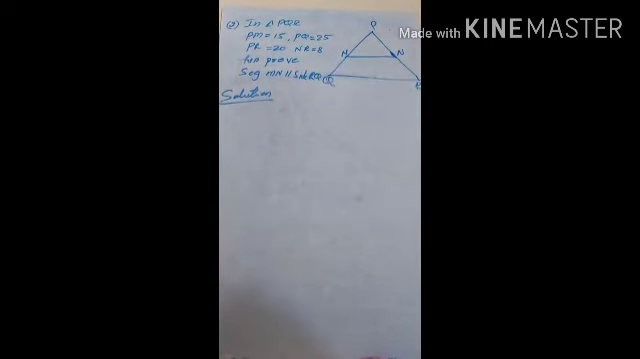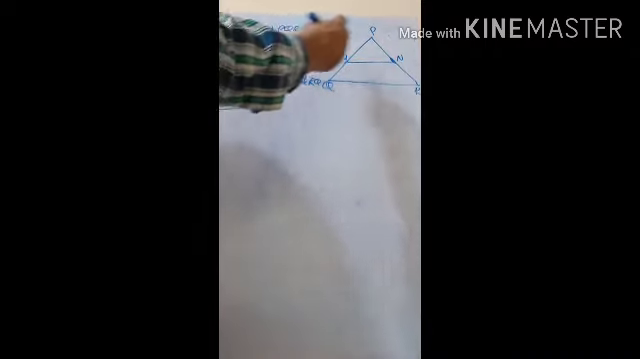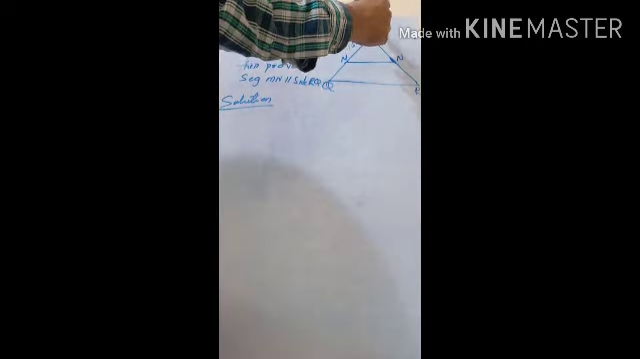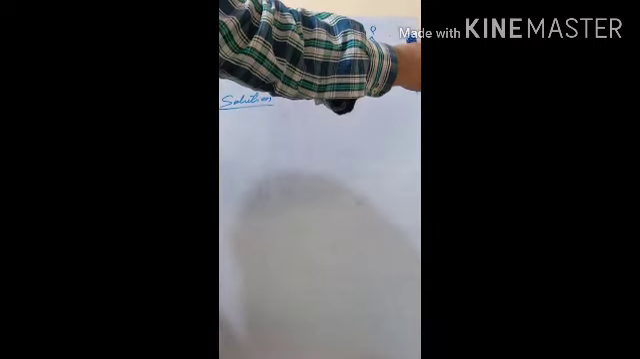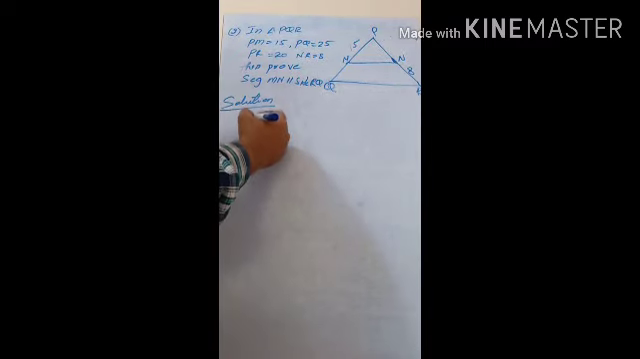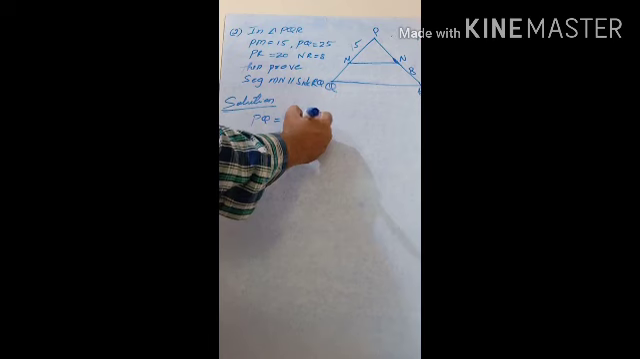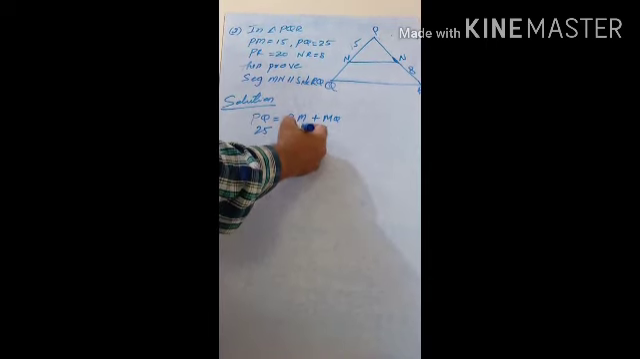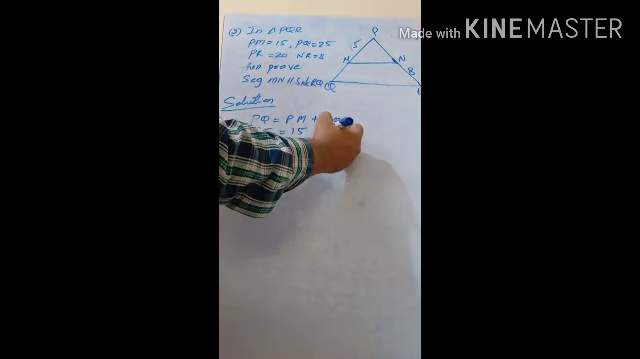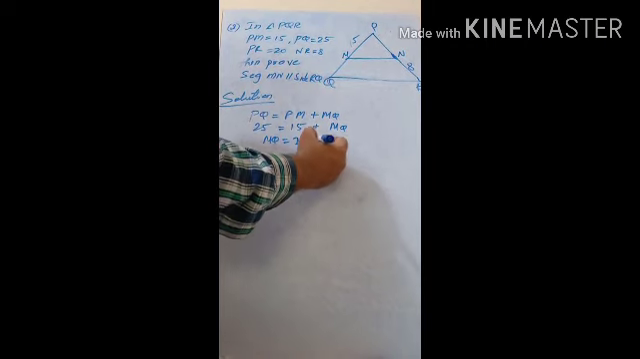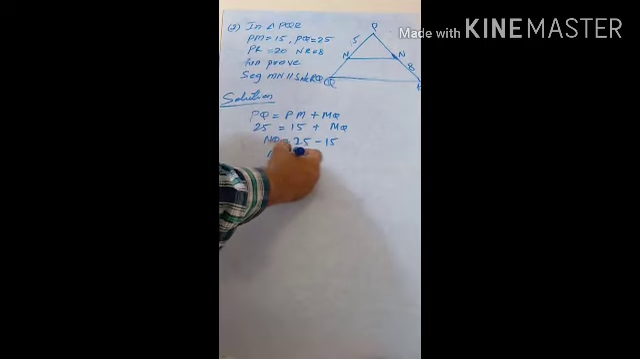Yes. Our question number 2 is what? In triangle PQR, PM is equal to 15, PQ, full PQ is 25, PR is equal to 20 and NR is equal to 8. For this, we first take PQ is equal to PM plus MQ. The value of PQ is 25 and the value of PM is 15 plus MQ. MQ we don't know. Therefore, MQ is equal to 25 minus 15. MQ is equal to 10.